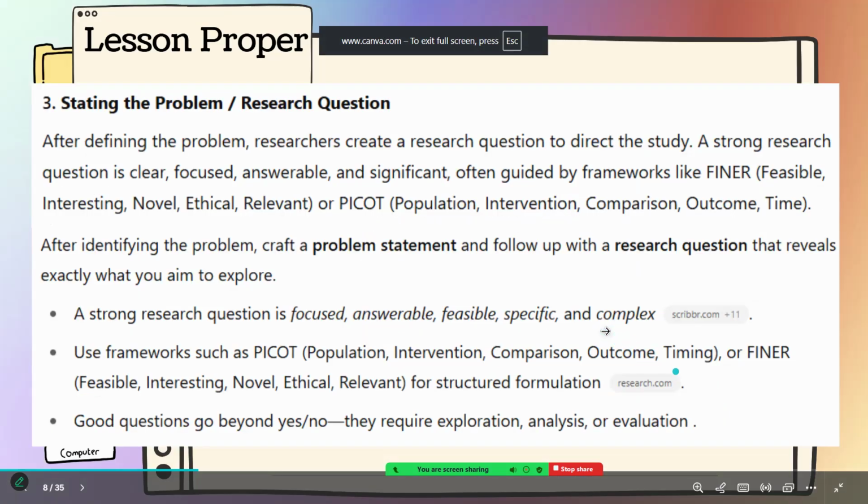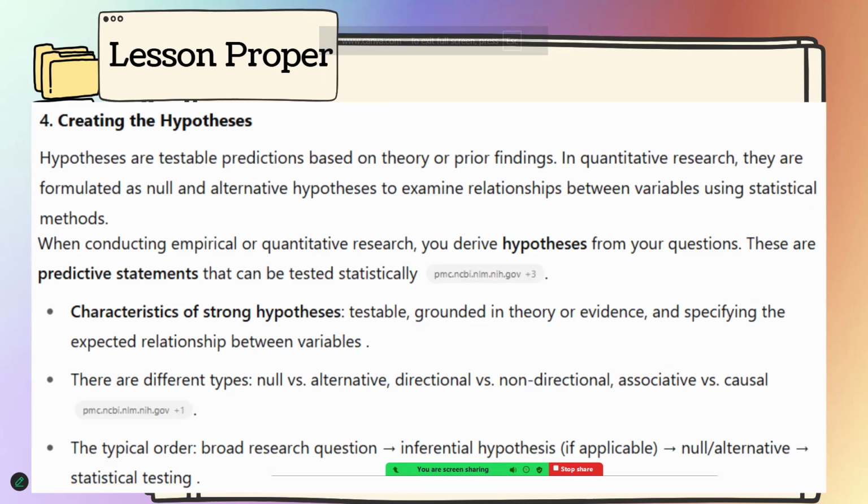So the next one is creating the hypothesis. Hypotheses are testable predictions based on theory or prior findings. In quantitative research, they are formulated as null and alternative hypotheses to examine relationships between variables using statistical methods. When conducting empirical or quantitative research, you derive hypotheses from your questions. These are predictive statements that can be tested statistically.